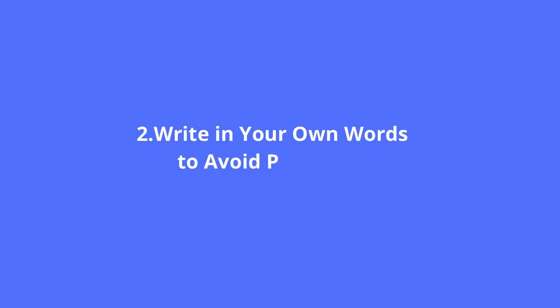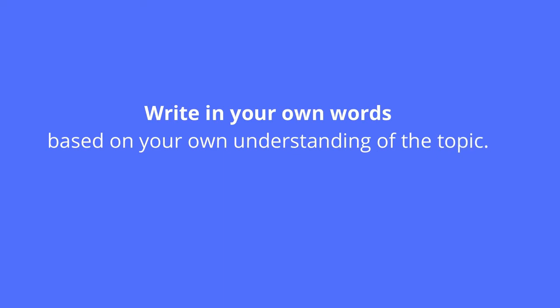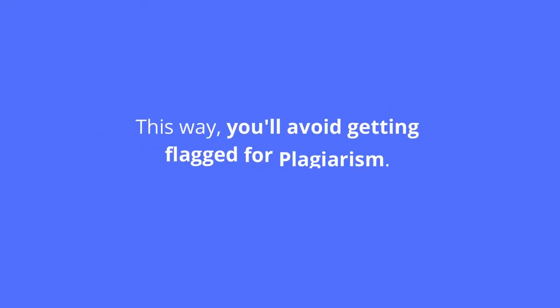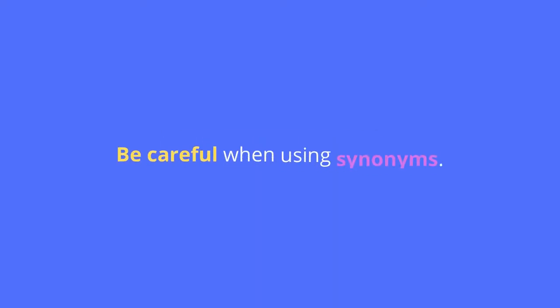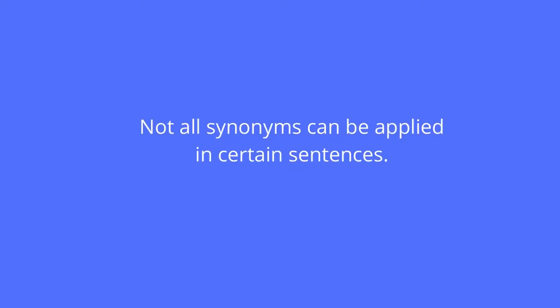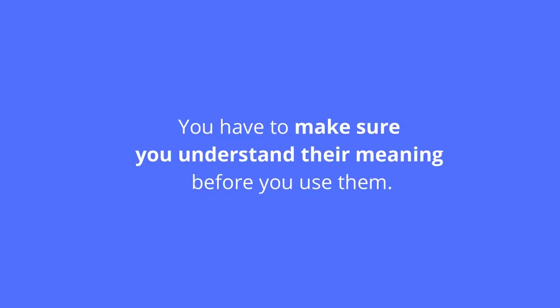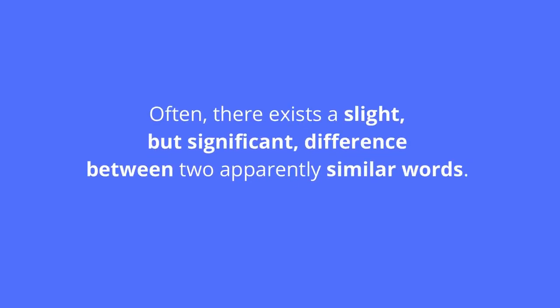Number 2. Write in your own words to avoid plagiarism. Write in your own words based on your understanding of the topic. This way, you'll avoid getting flagged for plagiarism. Some writers use synonyms to create unique articles out of the original articles. But be careful when using synonyms. You see, not all synonyms can be applied to certain sentences. You have to make sure you understand their meaning before you use them. Often, there exists a slight but significant difference between two apparently similar words.